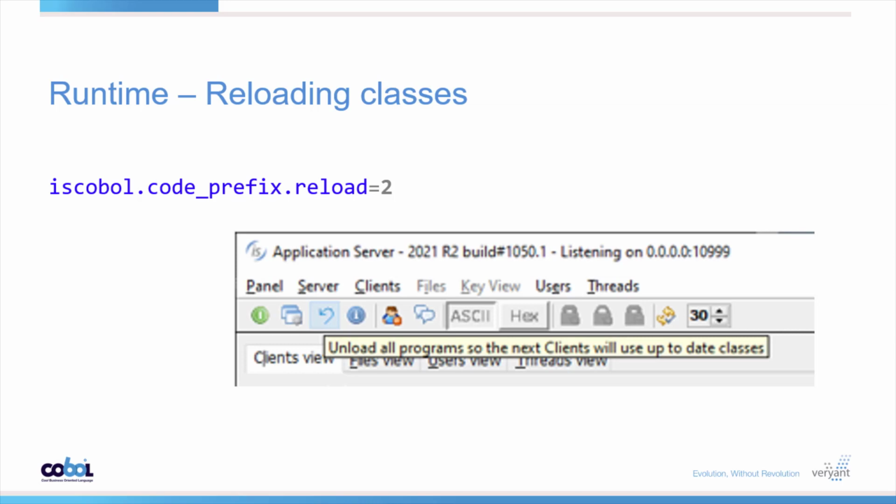The application server reuses classes loaded previously, unless those classes are changed or unloaded. This depends on the setting of isCOBOL code prefix reload. Your options were value 0 or value 1. Well, now we have another option, and this option, the 2, will force the server to reload all of the classes from the code prefix. This is useful if you make changes to more than one class and you want a fresh reload of everything. You can do this from the isCOBOL server panel as well.